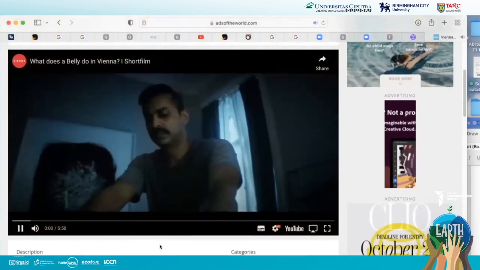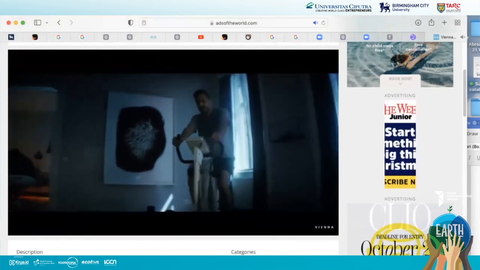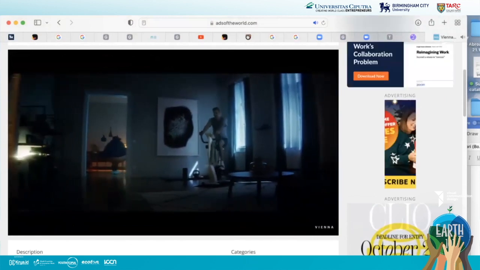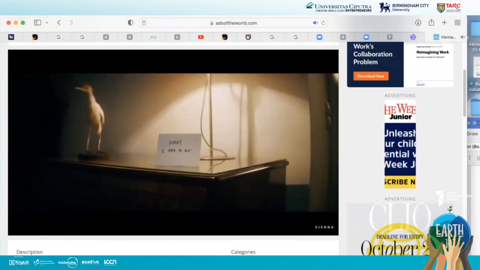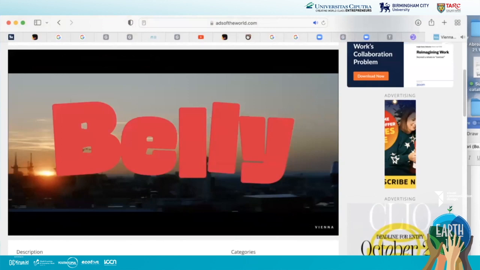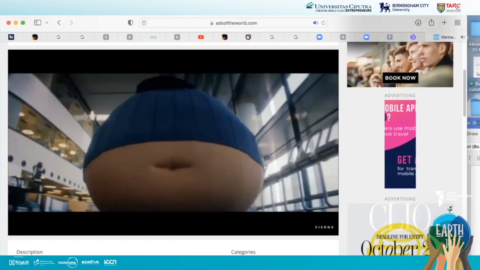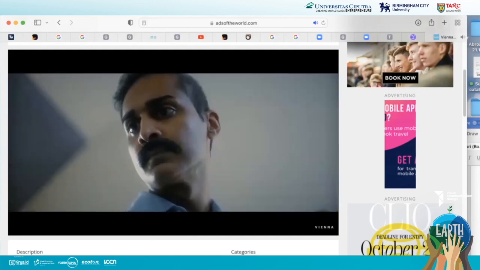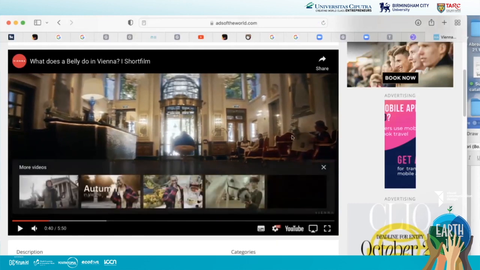So this is the story of a man exercising and his belly decides to leave him and go on holiday. He's sad, he has to go. The music's interesting. This goes on for quite a while, so I'm not going to show you all of it. The belly is now flying into Vienna on the plane, arriving at the airport and going on holiday. Interesting concept. Okay, I'm going to stop that there because it goes on for far too long.